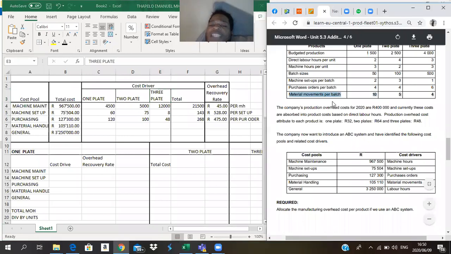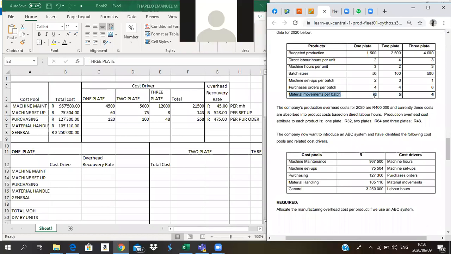They say material movements per batch is 10. For one plate is 5. For two plate is 4. For three plate. So what I'm going to do now, I'm going to still do the same. Take the 1.5, divide by the 50 to get the number of batches. Then I multiply by the 10 to get a total number of movements.